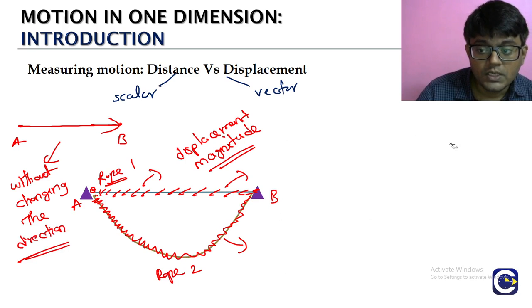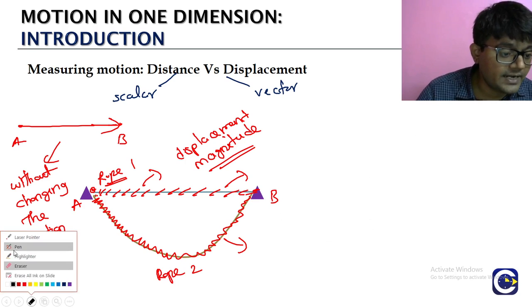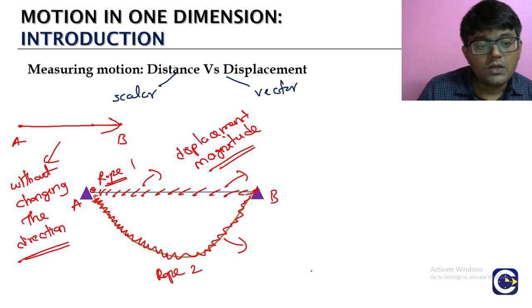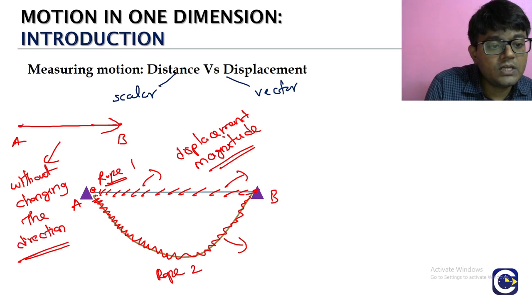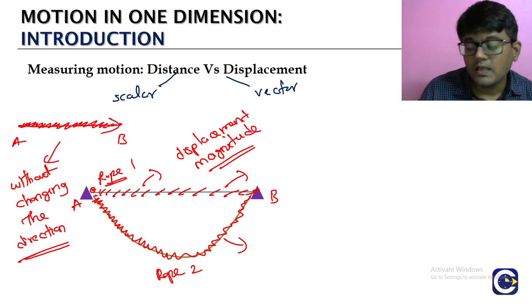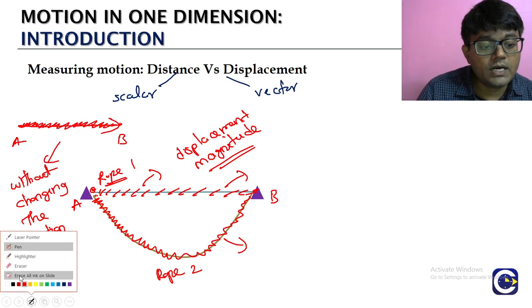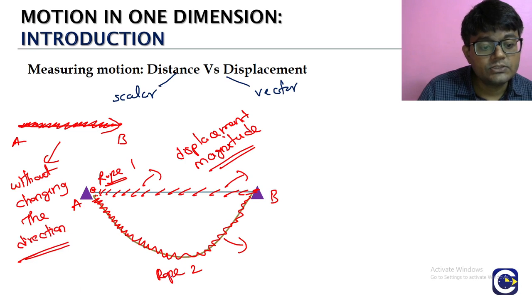I'll explain. If you go in a straight line, think about it. What is the length of the total path covered? This is the length of the total path covered. And what will be your shortest distance from A to B? That is the displacement, right? Shortest distance will be what? It will be also the same thing, no?